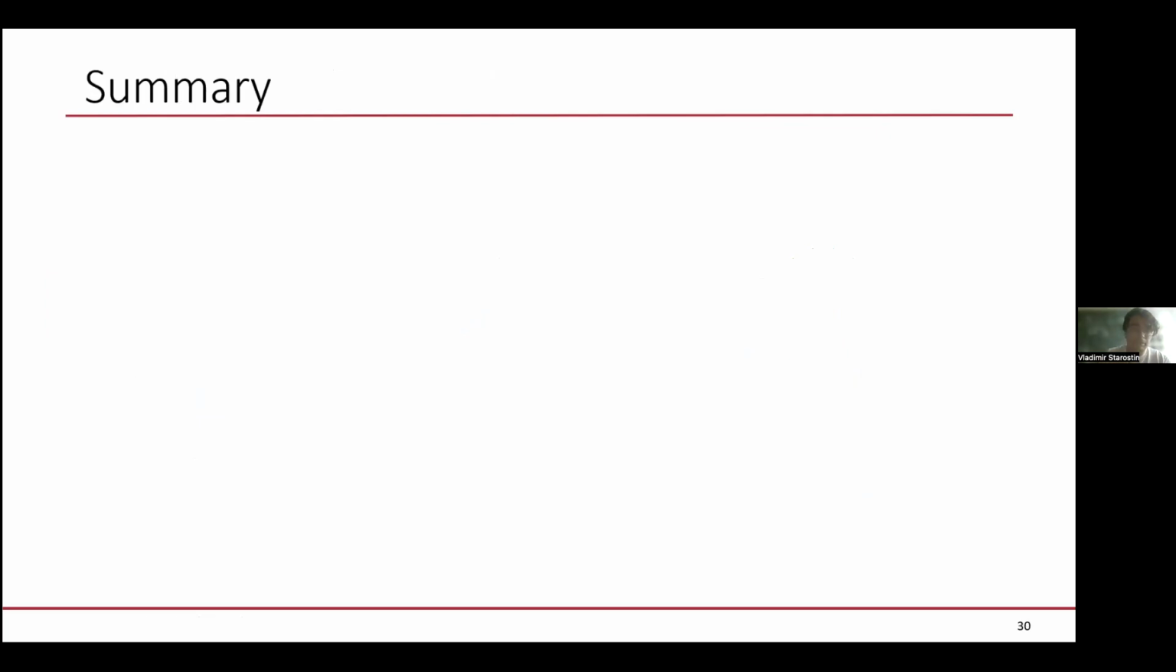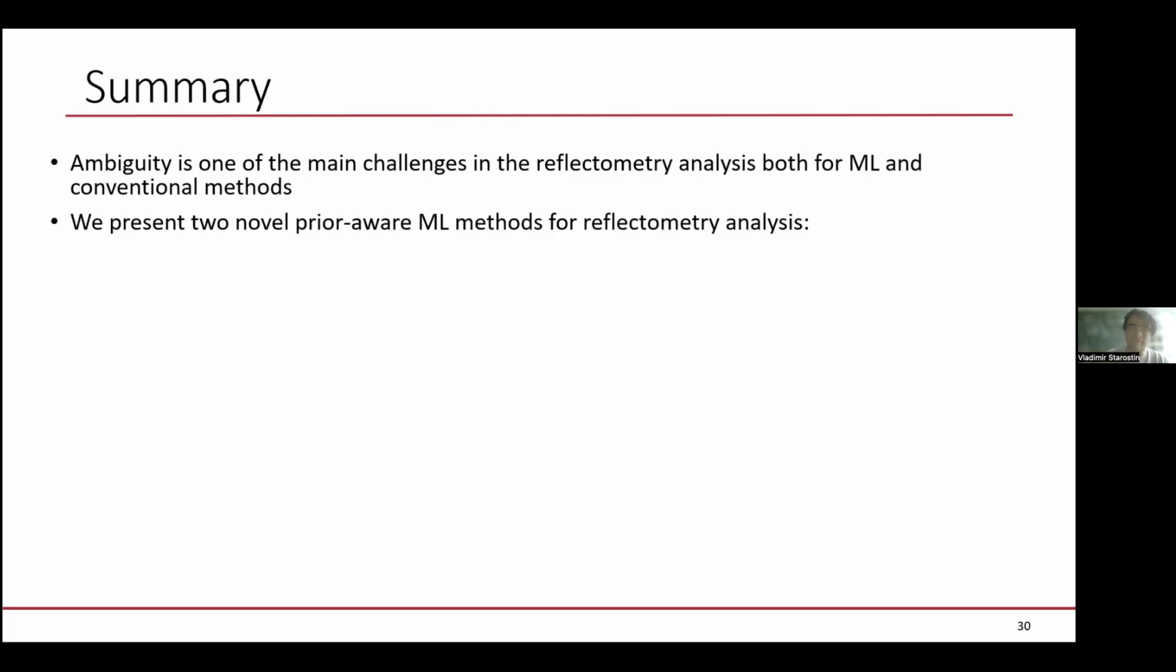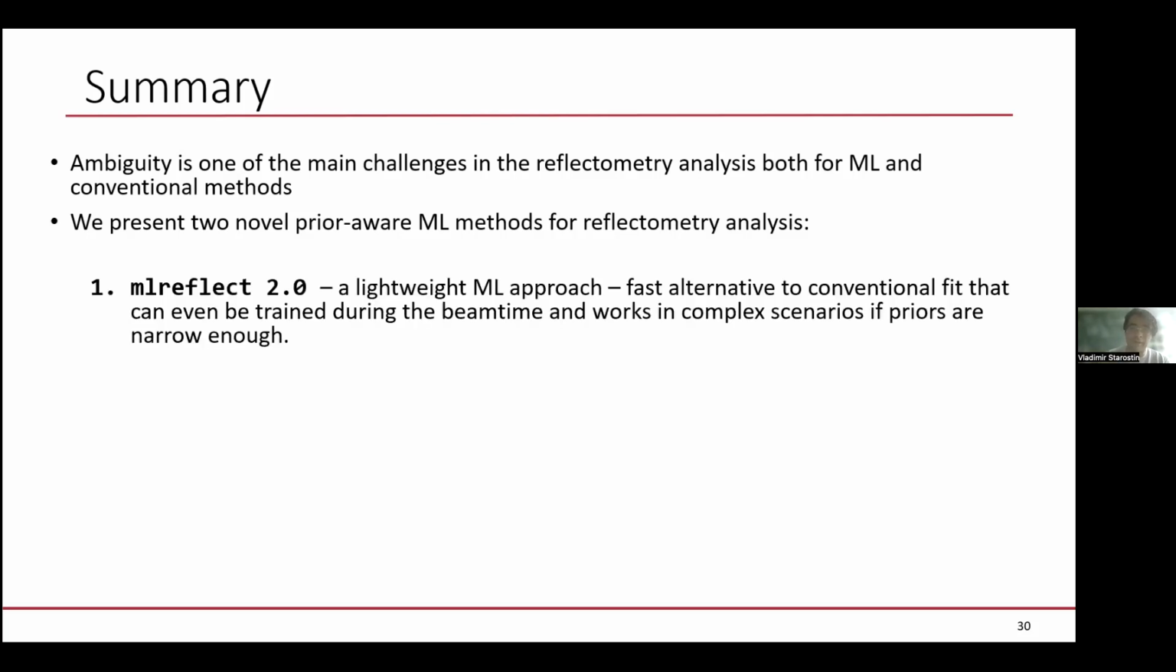So just to wrap it up, of course, as we all know, ambiguity is one of the main challenges of reflectometry analysis. I tried to show that it's challenging for both standard machine learning and conventional methods. So here I present basically two novel machine learning methods. One is the lightweight approach. We call it Reflect 2.0. This is basically a fast alternative to conventional fit. It can be trained really fast, even during the beam time, and it works in complex scenarios, but only if priors are narrow enough.